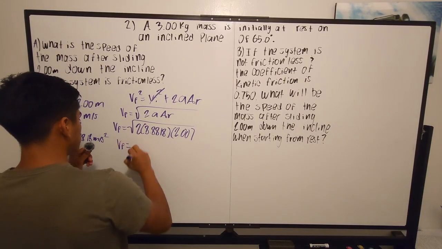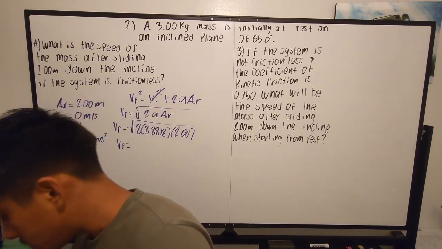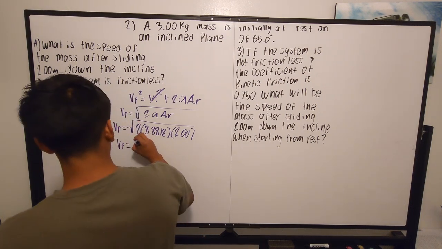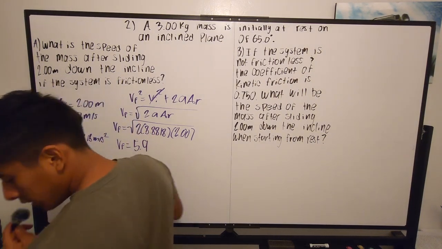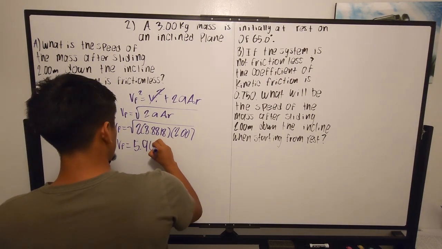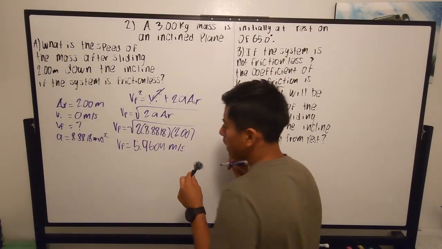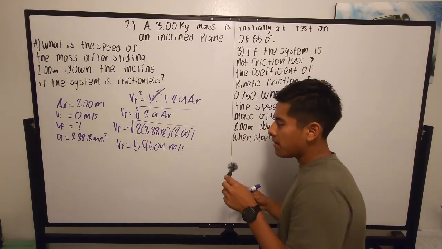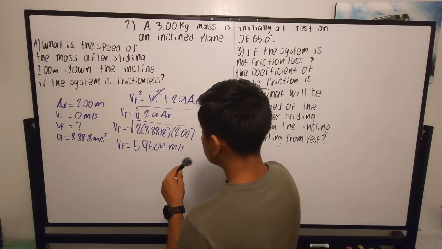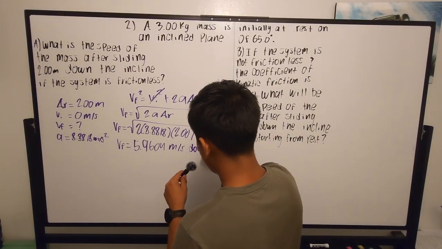And once you plug that into your calculator, you will get that the final velocity is equal to 5.9604 meters per second. And just on the exam, make sure to write down the ramp.